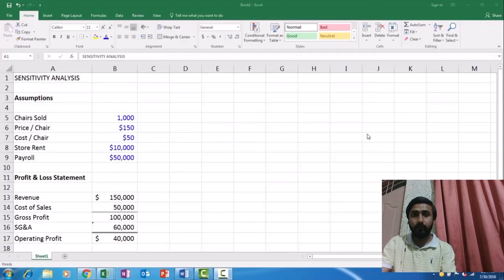of analysis where you look at different number of units sold and different price points to look at the profit at these different combinations. So, set up a very simple financial model.